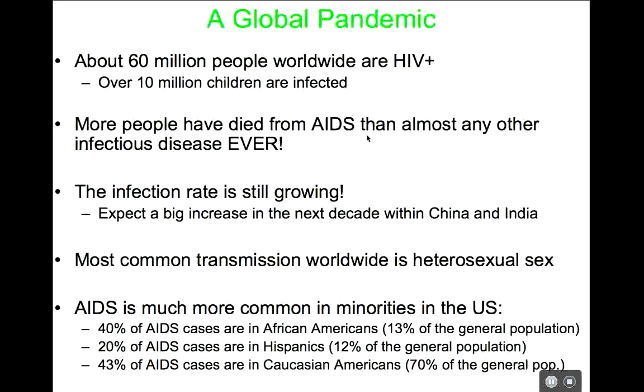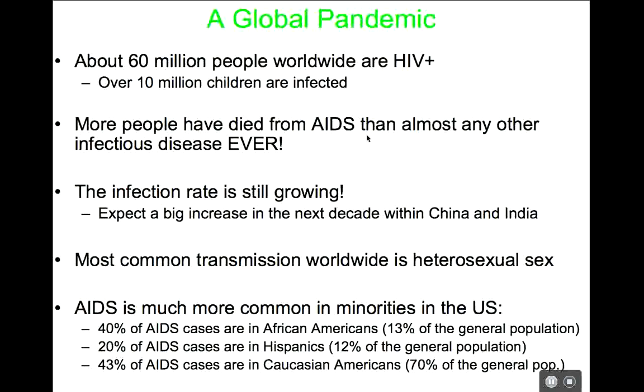If we look at the infectious diseases that kill humans, we look throughout time. The number one killer of humans, the number one infectious disease killer of humans, is smallpox. Smallpox was number one. Killed more humans than any other infectious disease on the planet ever. Number two is AIDS.